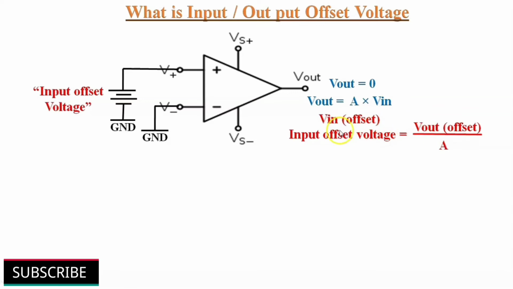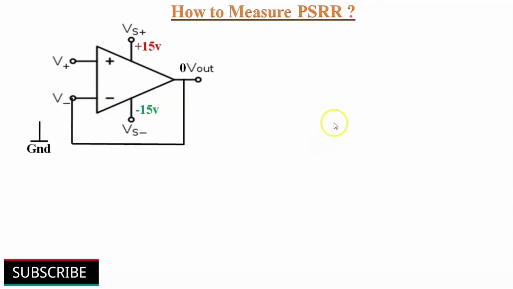Let's observe how this offset voltage is used in measuring power supply rejection ratio. We have configured an operational amplifier as a unity gain amplifier and applied plus or minus 15 volt to its respective power terminals. And to make output voltage 0, we have applied an input offset voltage of 250 microvolt between the operational amplifier's input terminals. So the input offset voltage is 250 microvolt in this case.